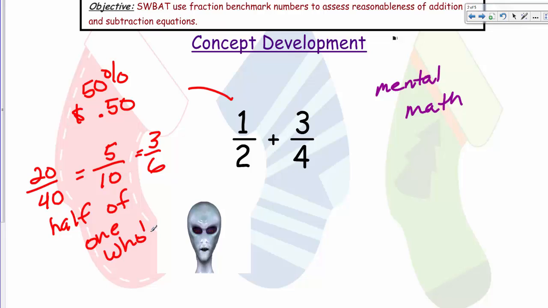Now, even though you see me doing all this writing down while we're trying to do mental math, what I'm doing is sharing what I'm thinking, and I'm just jotting this down so that you can see it. But I'm not doing any solving. I'm just trying to understand.